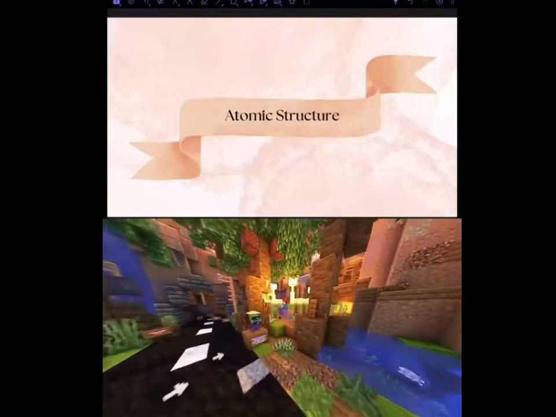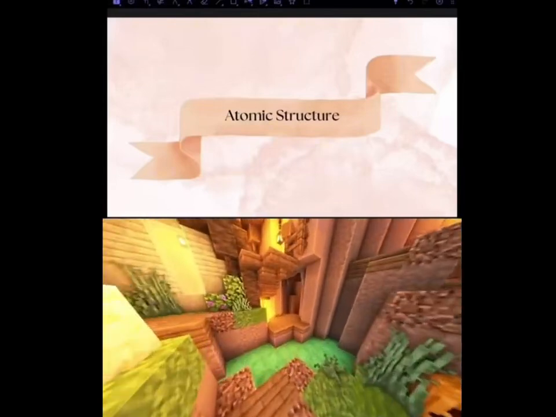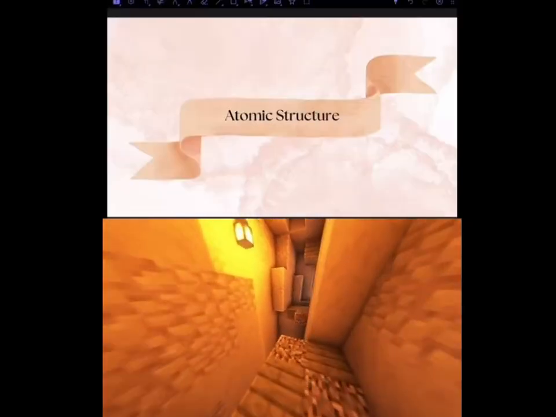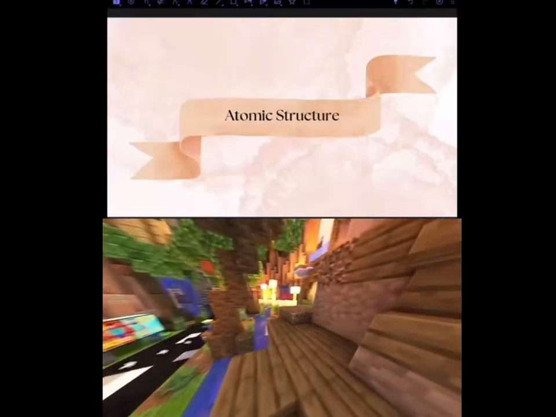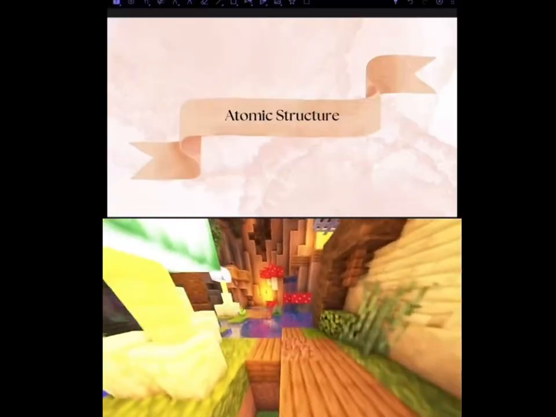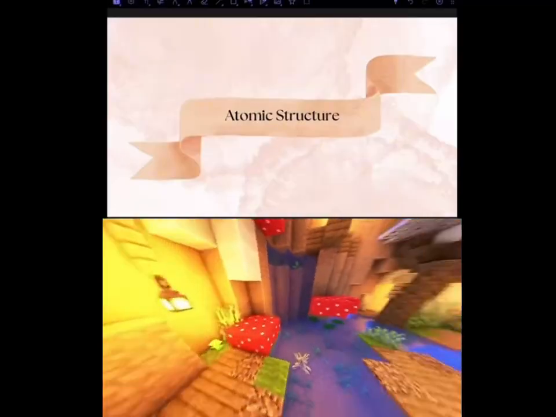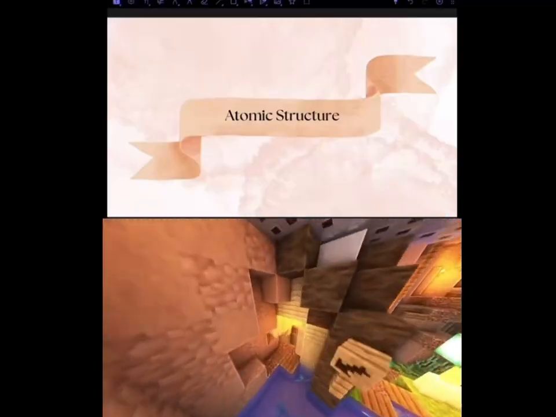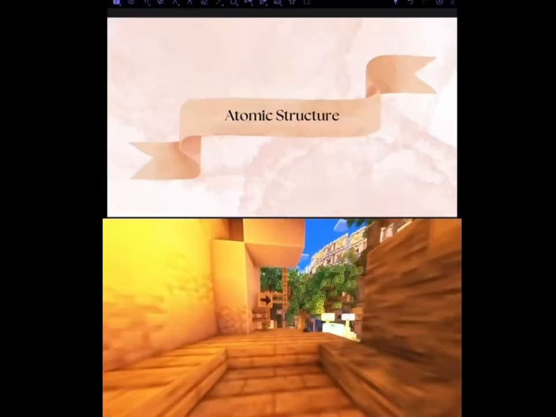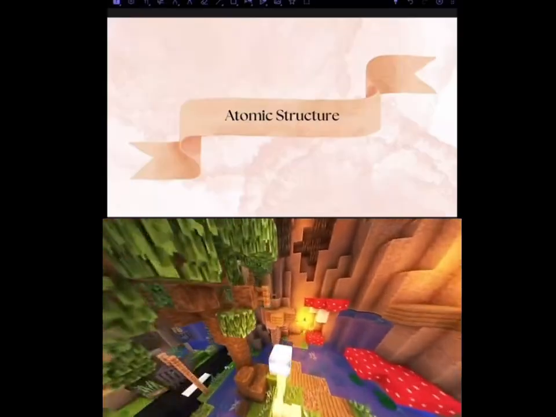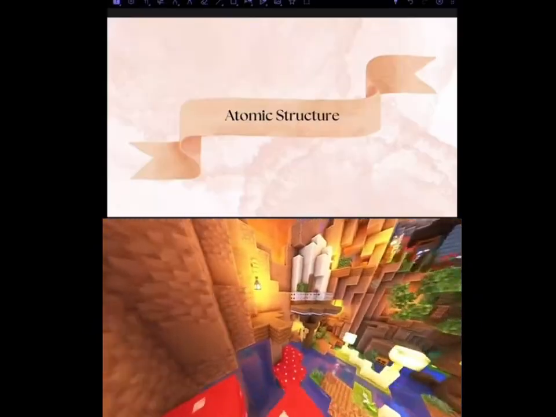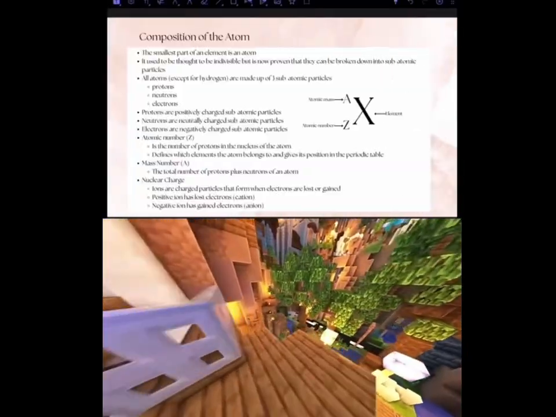Hello and welcome to the second lesson of the Chem Gems. Today we will be covering atomic structure, and we have changed the layout of our video a little bit due to requests from our fellow Gen Zers. So let's get started. So today it's atomic structure and we'll be covering some basics.